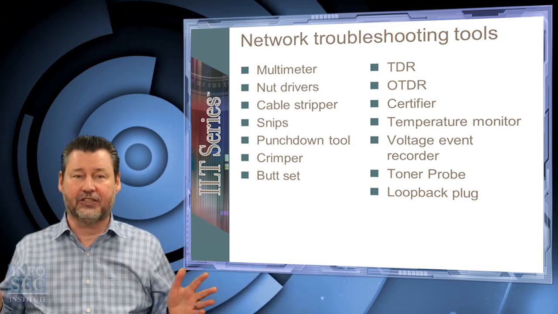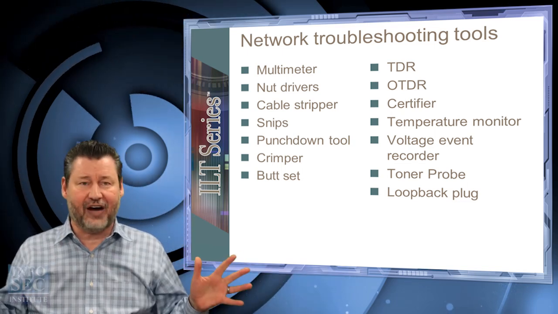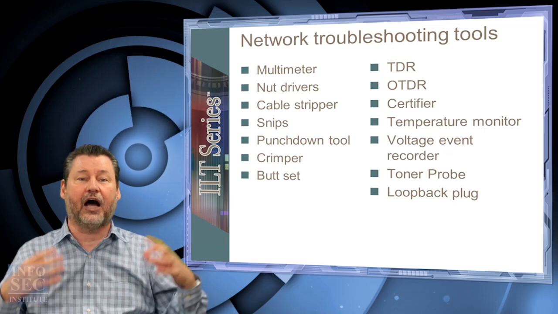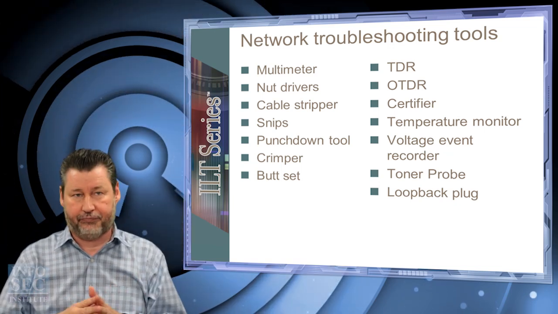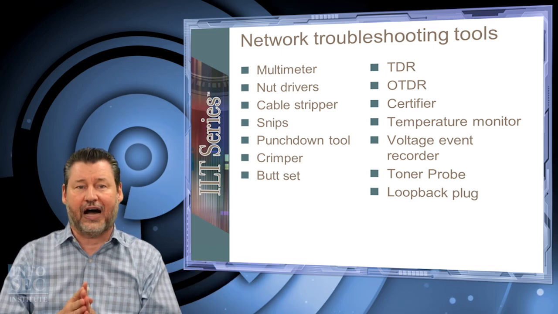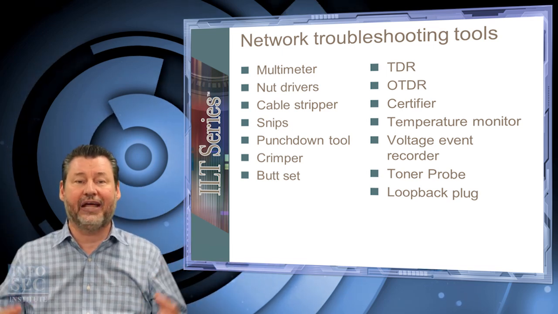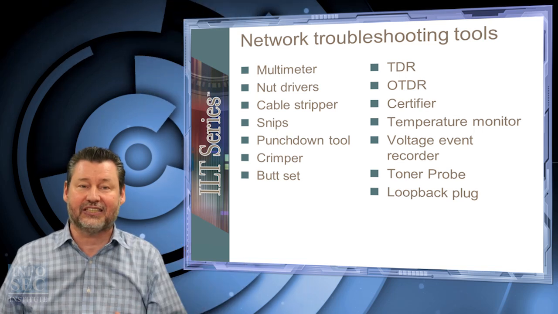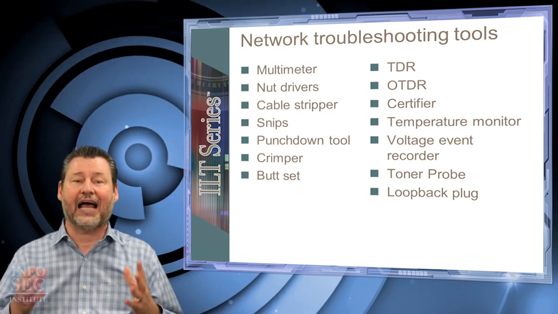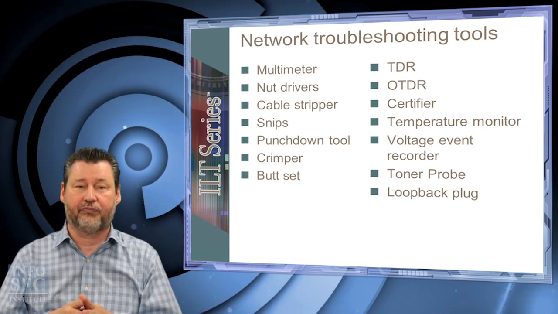Now, TDR is nice with copper, but what if you've got fiber? Then you use that OTDR, the optical time domain reflectometer, and it does the same thing. A certifier certifies a cable is making a certain grade, Cat 5, Cat 5e, Cat 6, Cat 6a, whether or not it actually meets those requirements.